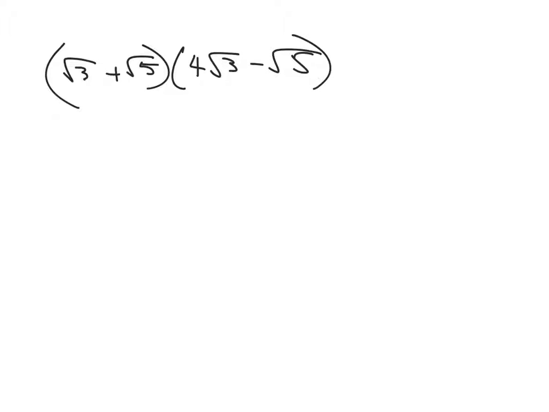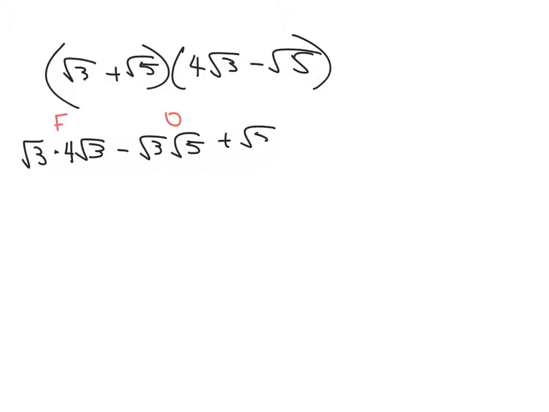Okay, let's keep going in example 3. Square root of 3 plus the square root of 5, and that's times 4 square root of 3 minus square root of 5. So we've got two binomials there. We're going to do the FOIL method. So let's go ahead and write this out. Square root of 3 times 4 square root of 3. That's my F. Minus the square root of 3 times square root of 5. Those are my outside ones.